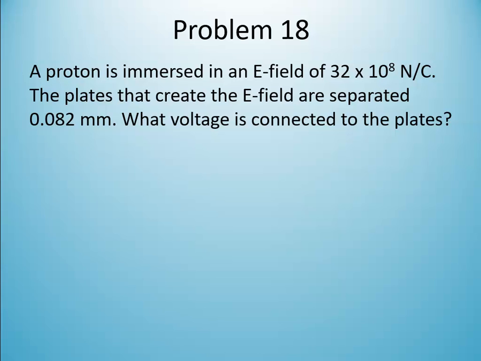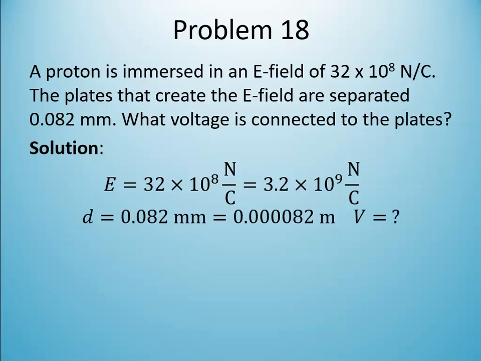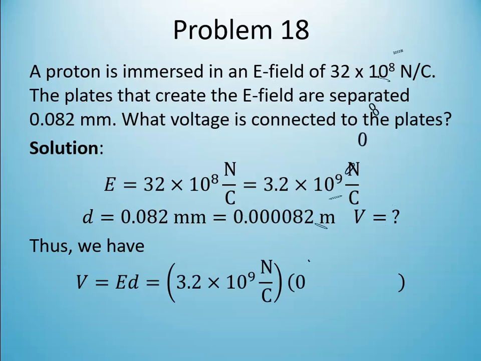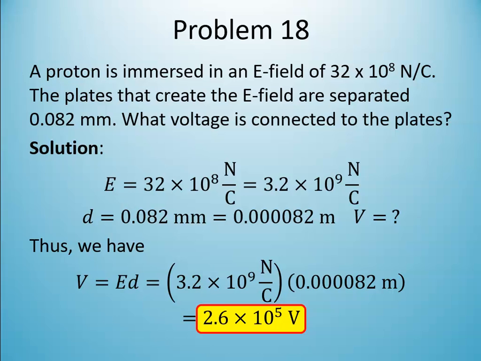And there are plates separated by 0.082 millimeters. So what is the voltage connected to the plates? So we use a famous equation relating the voltage of charged plates with the electric field that's between them, separated by a certain distance, and that's V equals ED. So plugging in the numbers, you get 2.6 times 10 to the 5th volts, or 260,000 volts.